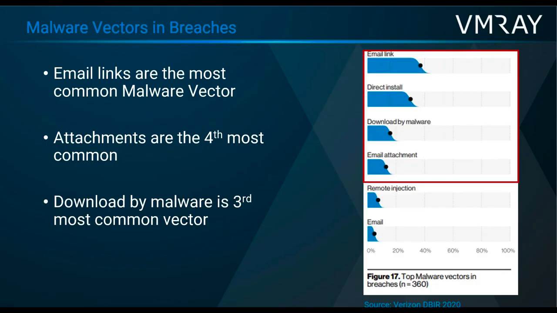Malware can be delivered in a variety of ways, but what we can see from the top vectors in breaches, email links and attachments are two of the top ways which malware is distributed. Downloaded by malware even takes a larger percentage of the breach vectors than email attachments. Protecting against phishing and downloaders are some of the most important steps for an organization to take when defending against malware.